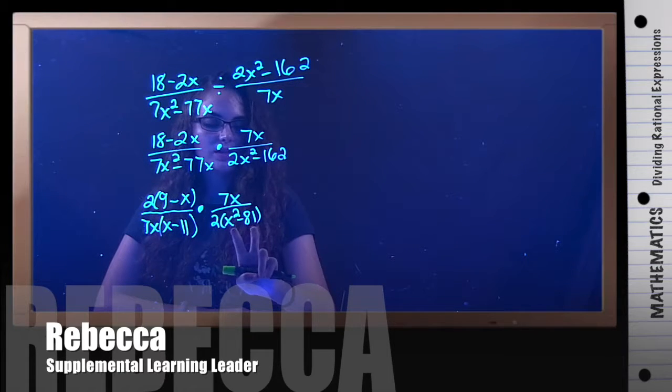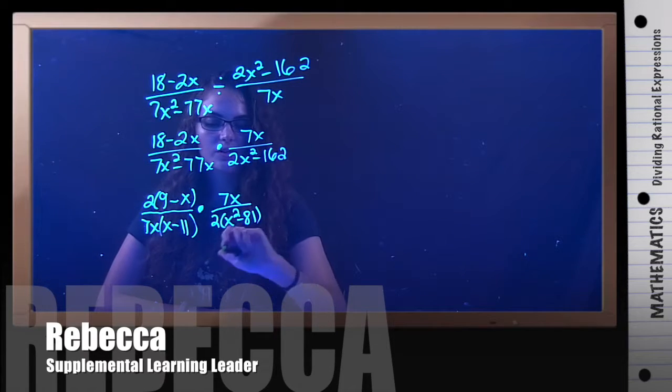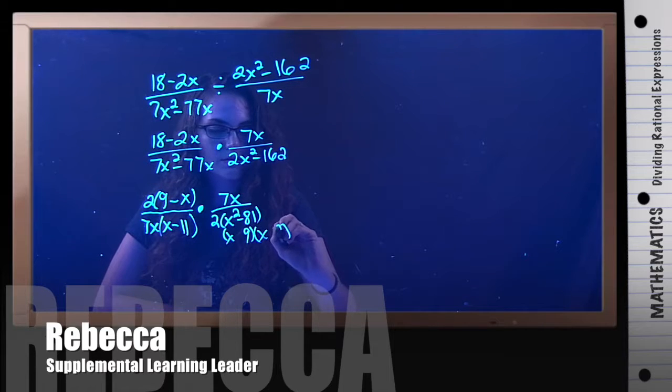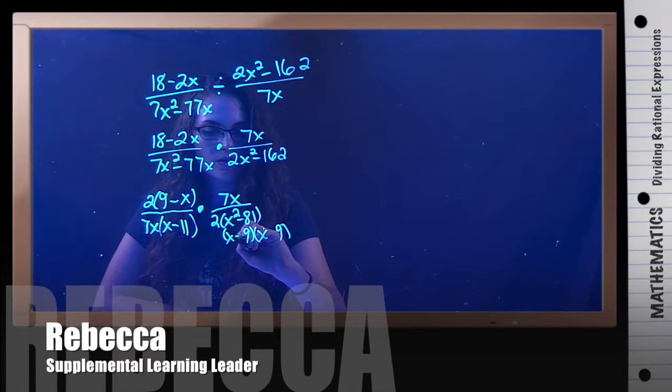And now we can continue to factor this because this is the difference of squares. X squared is a perfect square and 81 is a perfect square. So this will end up being x, the square root of 81 is 9, and one of these needs to be minus, and one of them needs to be plus. So we don't need this anymore.